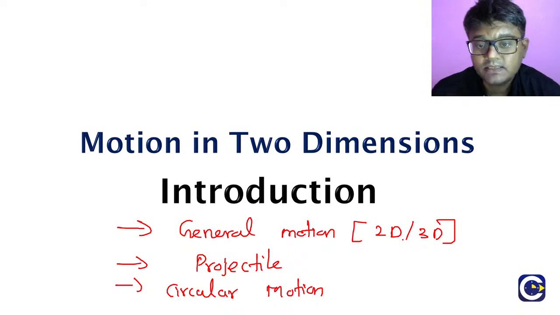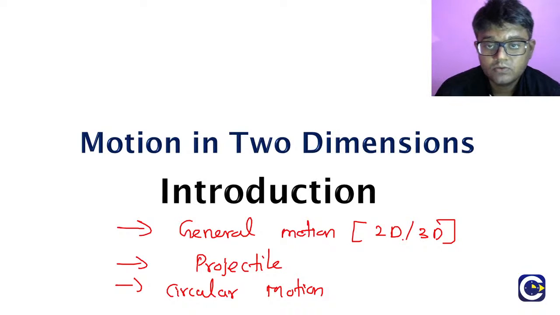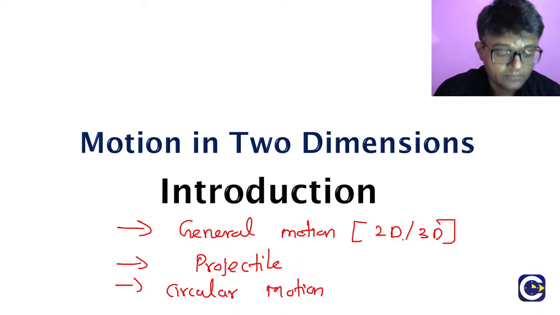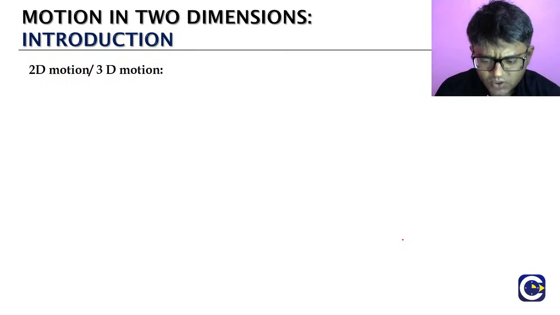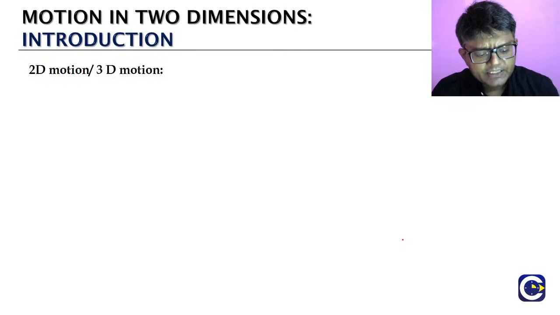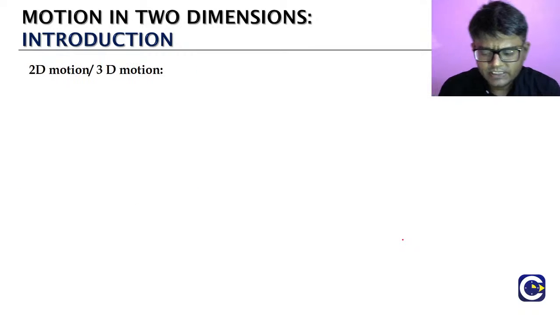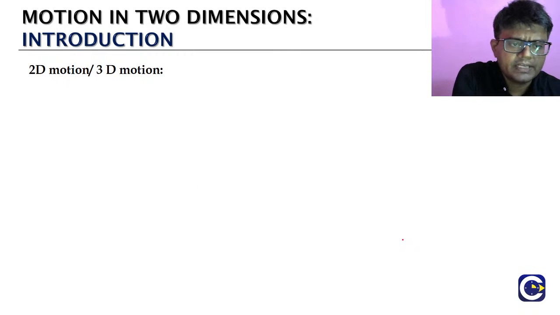We'll also try to cover the general motion, which means the 2D general motion as well as 3D. Then we have projectile. We have different types of projectile, and then we'll also cover the circular motion. So we'll start with the 2D or 3D general motion. So when you say 2D or 3D motion, what is it?